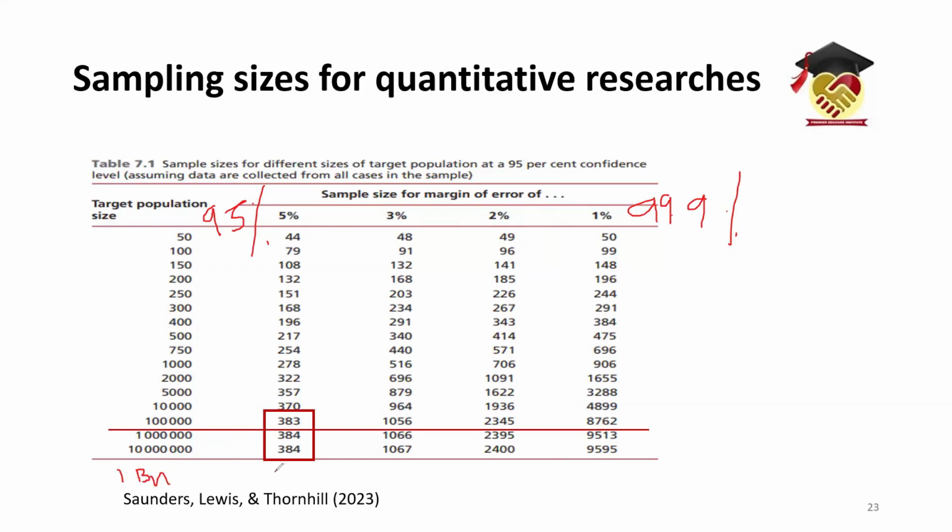It is still 384, right? Because it has come to the saturation point. Likewise, this is for the quantitative. Likewise, when you do the qualitative research, after some point, you are not getting anything new. So don't collect more and more data.